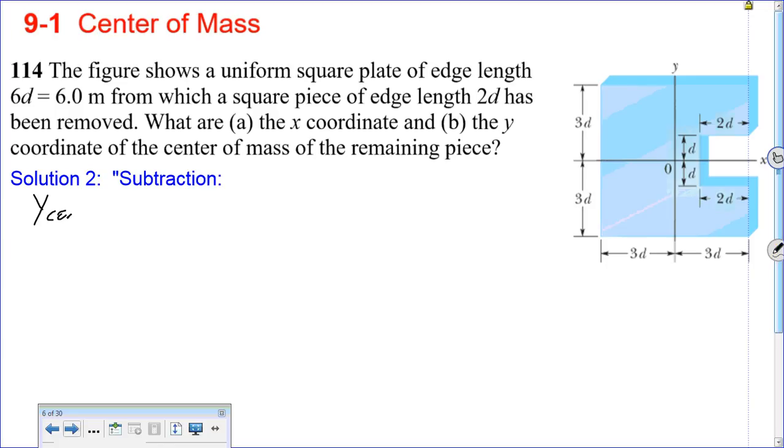So again, we can do the same thing we did before. What's the center of mass vertically? That's 0, right? Okay. Horizontally, all right, well, let's see. That's going to be, how do I want to say this?